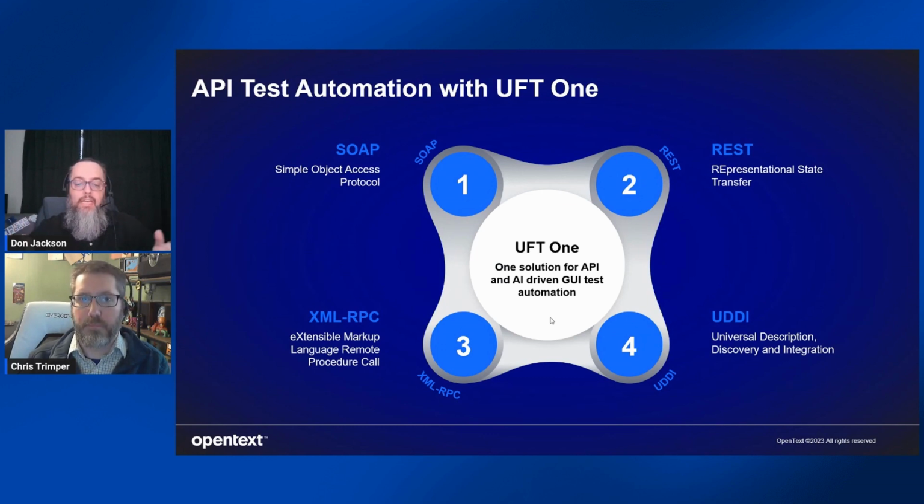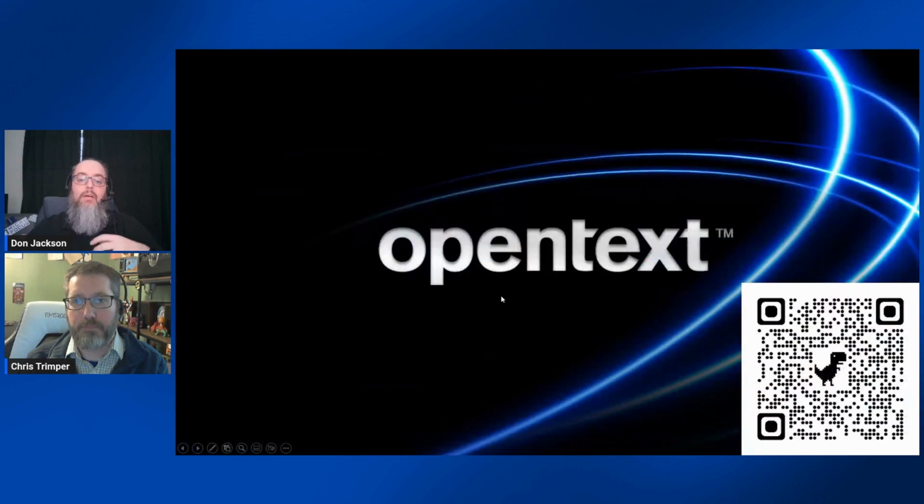All of that within UFT1, where you can also merge those API tests with your GUI tests that could be AI-driven, as we saw in the example today, doing AI-driven GUI test automation with a desktop application. We've shown lots of videos where we've shown mobile, we've shown web, but this was showing it with a desktop application as well.